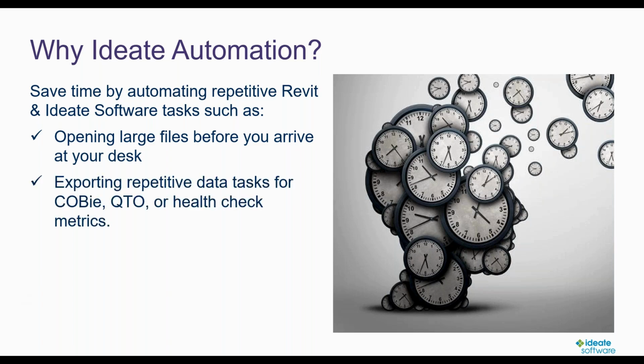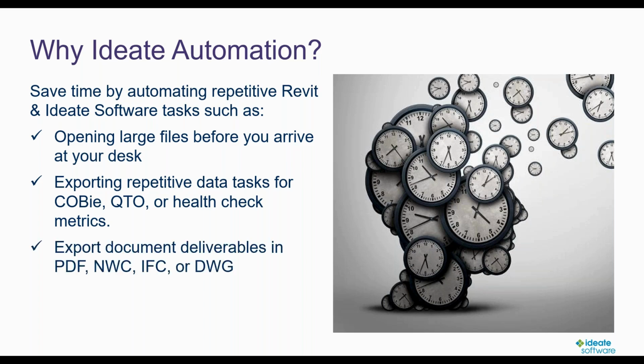Next thing is exporting repetitive tasks. Whether that's checking data, checking schedules, quantity takeoffs, that kind of thing. Those are the kinds of things you can also set up and schedule with Ideate Automation. And then the exporting of your project deliverables: PDFs, NWC, IFC, and DWG files.